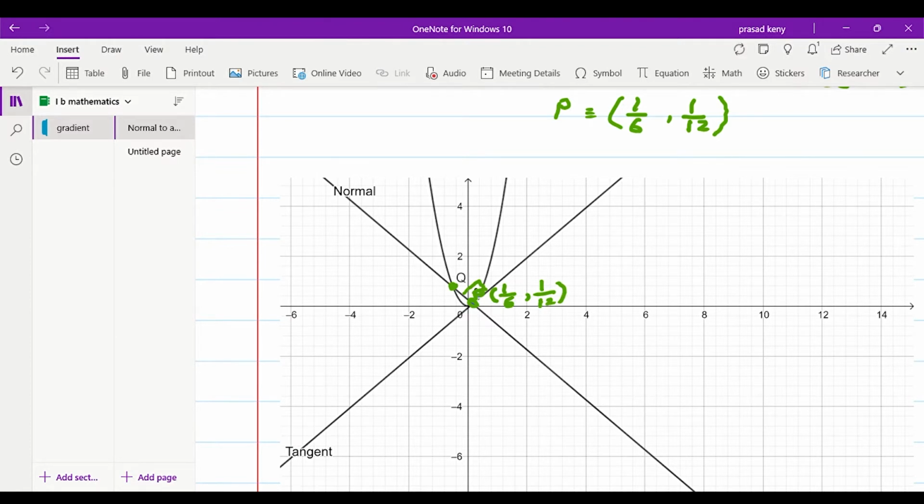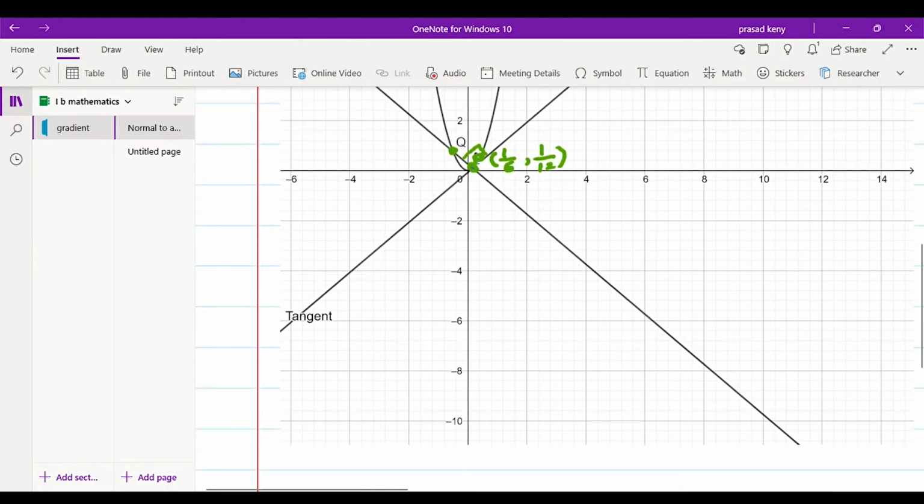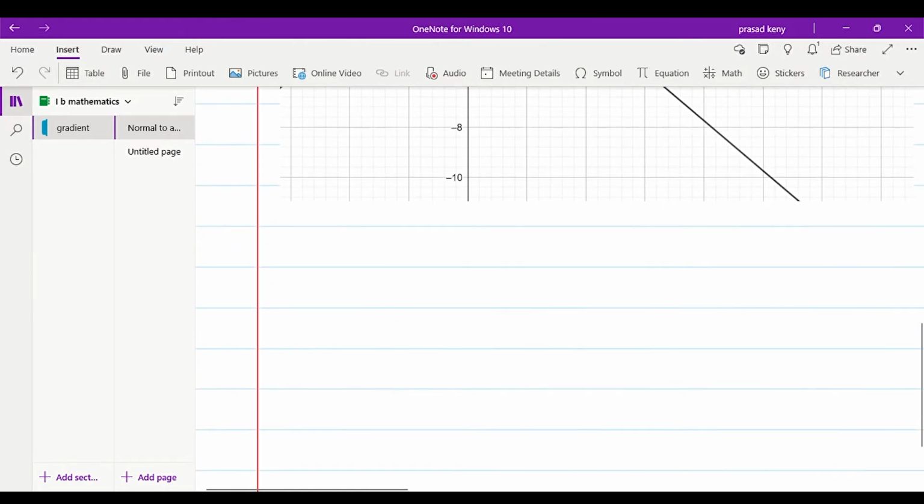We have to find out the coordinates of point Q. So this is the curve with equation y is equal to 3x square. Now let us try to determine the equation of the normal, and then if we solve the equation of the normal simultaneously with the equation of the curve, we'll get the coordinates of the 2 points of intersection. So our first step is to determine the equation of the normal. For that, first let us determine the gradient of the normal.